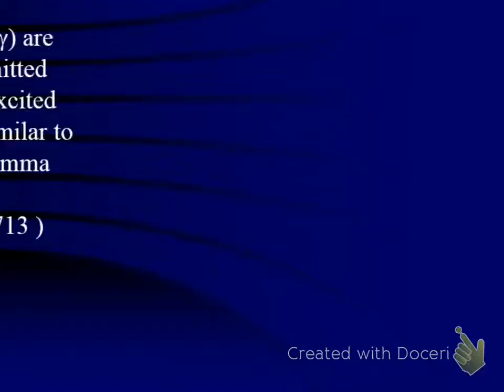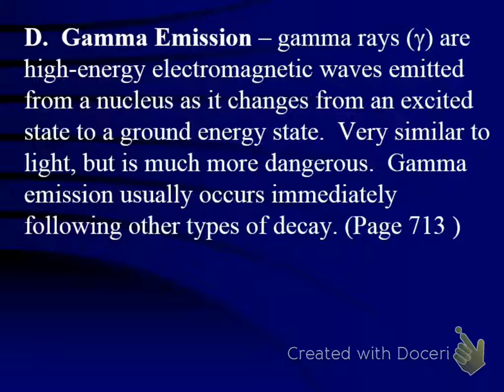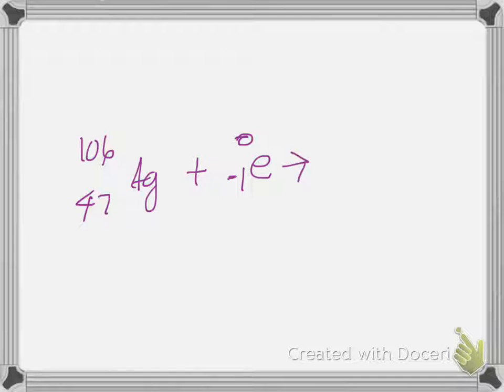Then there is electron capture. It's left out of my notes, but it's in yours. Okay. So again, electron capture is when an electron is captured. So it would look like the 106 and 47, silver. It captures an electron or a beta particle, either one. So then you would have 106, 46, and then that is palladium.